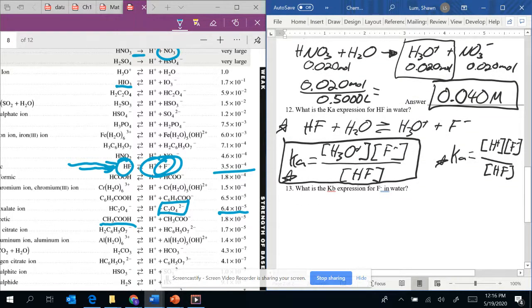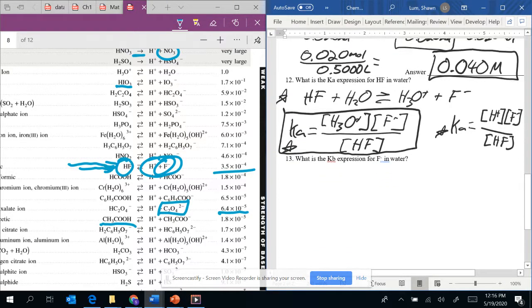Now, what is the Kb expression? I know we didn't learn about Kb, but we're going to take a quick peek into it right now. First off, I'm going to write a formula. In the lecture, you should have seen me write something like F minus plus H2O. For these ones, you must write the H2O. It won't work if you don't. F minus plus H2O forms an equilibrium, so we write the equilibrium arrows. All bases will make OH minus in water. That's what a base is. And one of those H's was taken off and placed onto that F, so it'll be making HF right there.